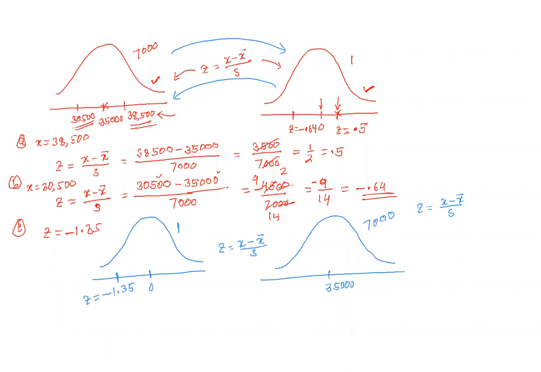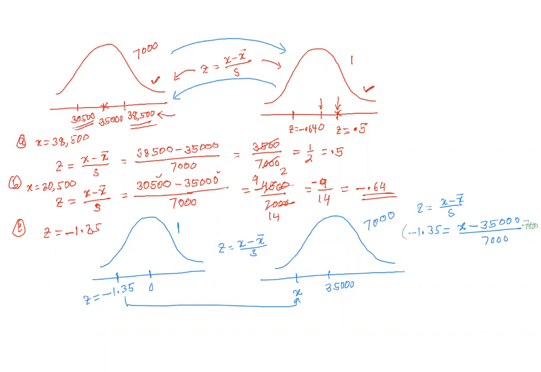Now Z is given to be negative 1.35. So we are trying to find the corresponding X value, the thing that's going to map to Z. So negative 1.35 is equal to X, the point in question that we are looking for, minus X bar, which is 35,000, all of it divided by 7,000.